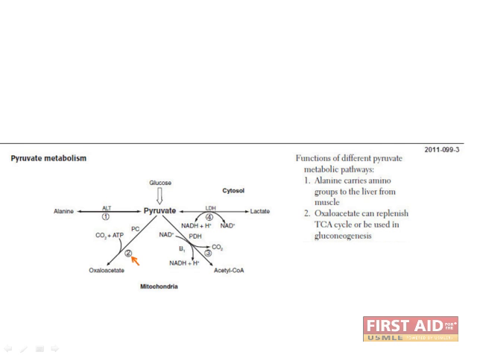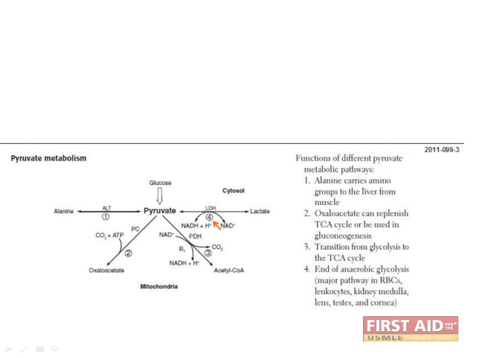Second, pyruvate can be converted to oxaloacetate via pyruvate carboxylase to either replenish the TCA cycle or for use in gluconeogenesis. Third, as I've shown before, pyruvate can link glycolysis to the TCA cycle when converted to acetyl coenzyme A via pyruvate dehydrogenase. And fourth, pyruvate itself can be an endpoint to anaerobic glycolysis when it's converted to lactate via lactate dehydrogenase.